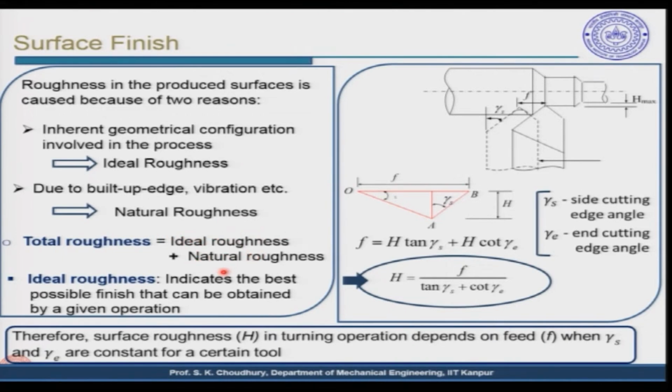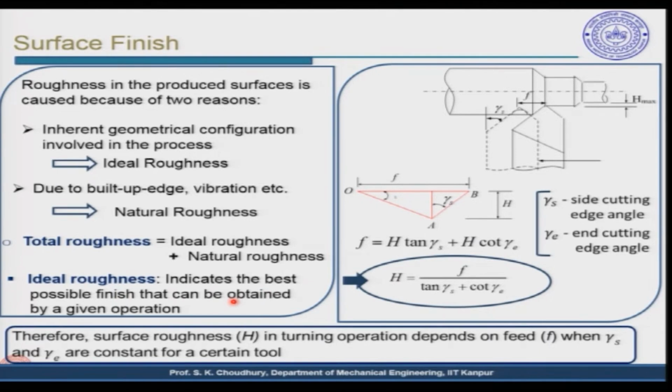Now, ideal roughness indicates the best possible finish that can be obtained by a given operation. What does it mean? You cannot get better than the ideal roughness, in the sense that we cannot have any control over that. So, we will have this surface roughness. This is the best possible finish that can be obtained.